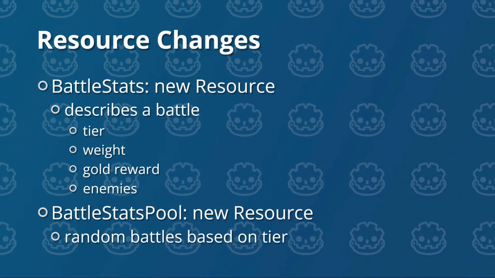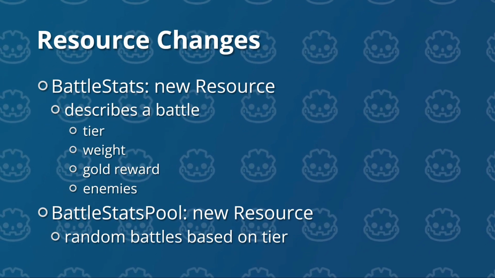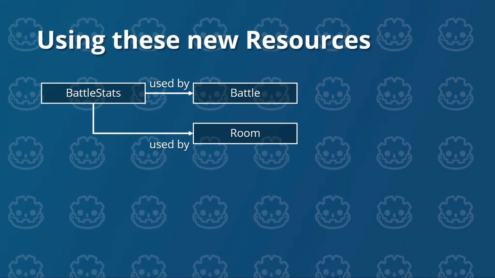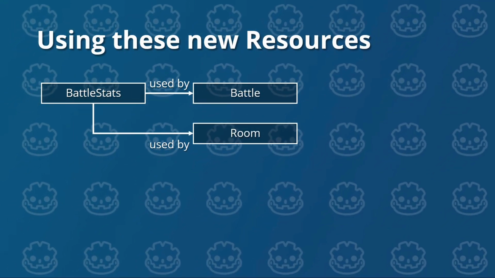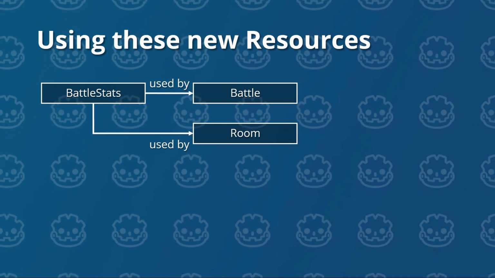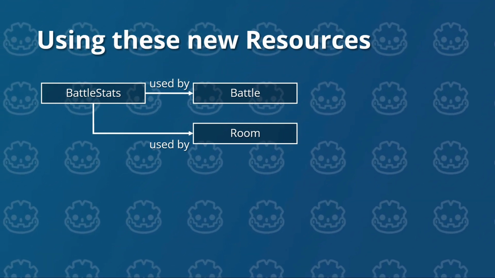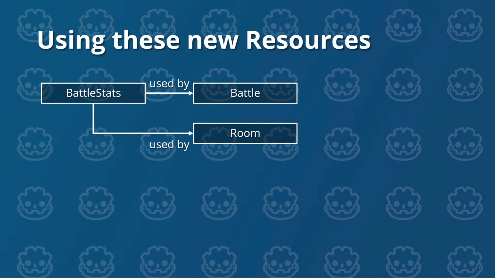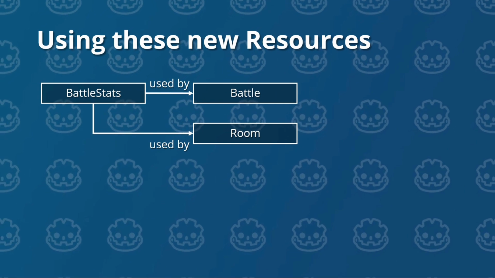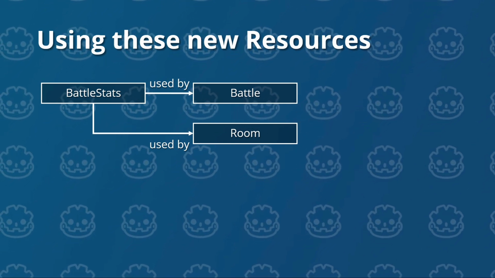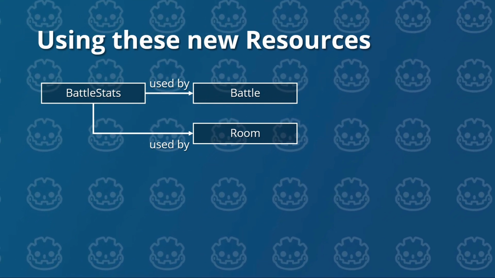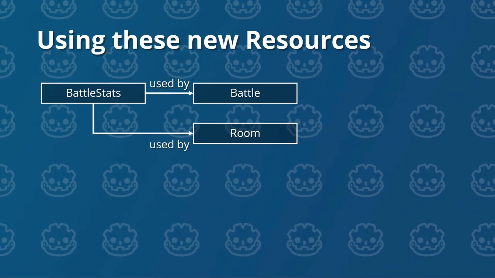So we have to implement these two new resources, but let's see how they fit into the existing architecture and where we need to use them. The first thing we need to examine is the BattleStats resource. We use that in two places, basically. One is the battle scene itself. We'll be relying on these BattleStats to instantiate the proper enemies for that fight, because right now we just kind of revisit the same battle over and over again. So we'll use the enemies property of that BattleStats resource to make the battles actually different from each other.